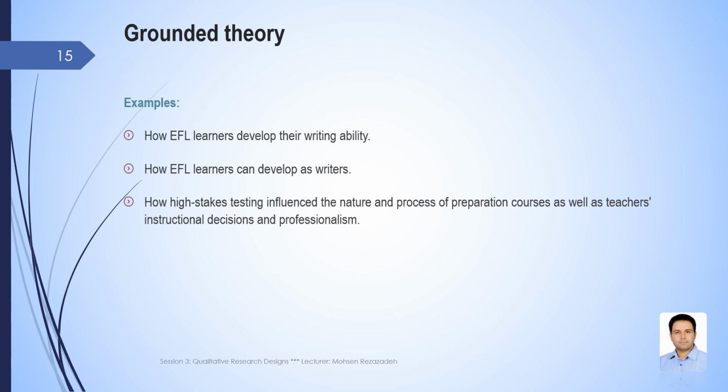The other theme can be professionalism. The other thing can be, for example, academic compromise. Another theme can be strategic compromise. These are the themes that may emerge from the data using grounded theory.